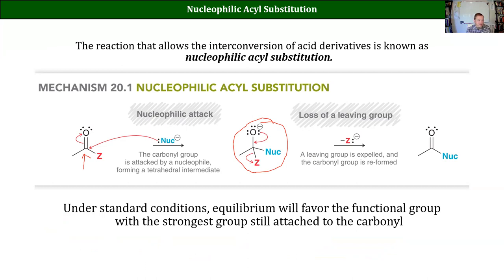If you do have a good leaving group, like in this case, Z is the leaving group, the leaving group leaves, and that gives space for this oxygen to reform the carbonyl group. So it's the same first step as our nucleophilic addition. We just then turn around and turn it back to being a carbonyl because we have a good leaving group.